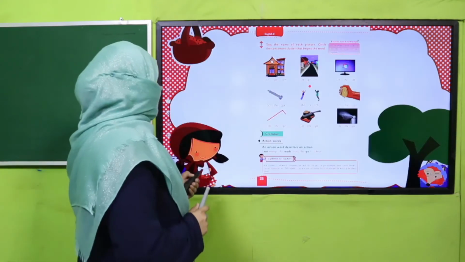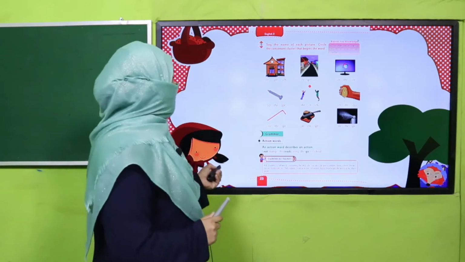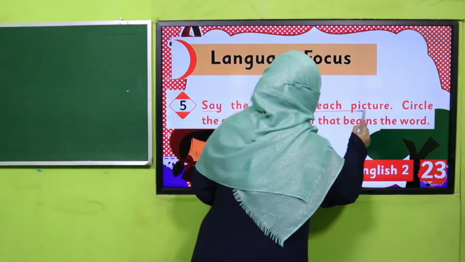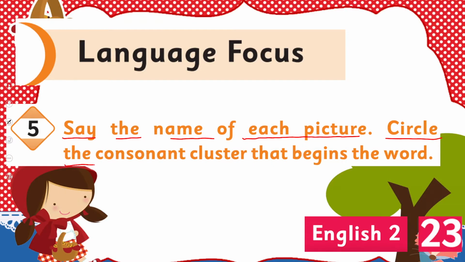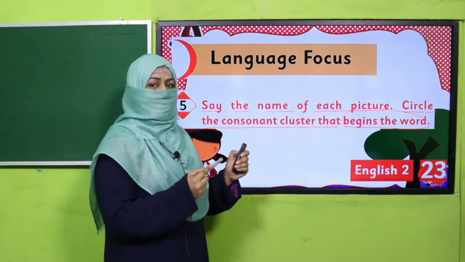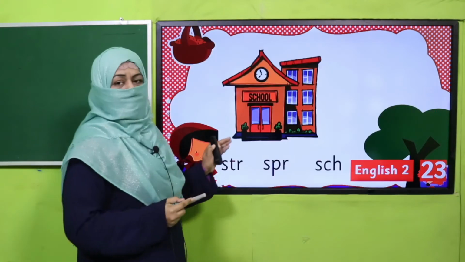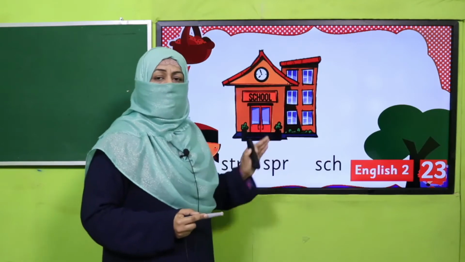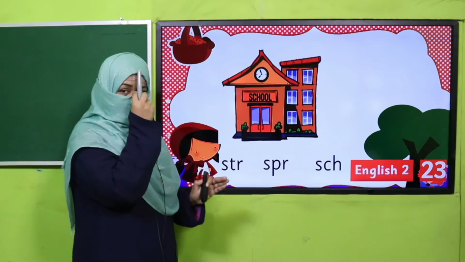So here is a practice in your book. Say the name of each picture and circle the consonant cluster that begins the word. The rule is, we say the word and find out which consonant cluster goes with it. For example, this is a picture of a school. Now there are 3 options. Let's find out their sounds.